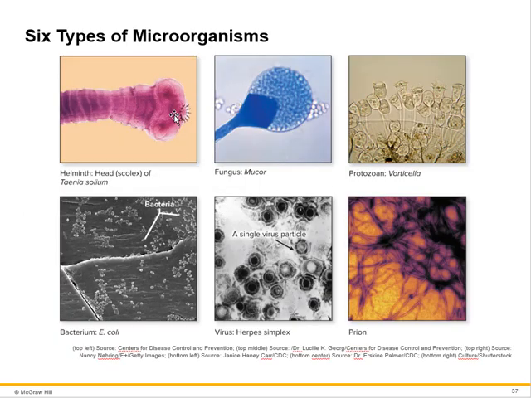You can see here a helminth, the scolex, the head of a Taenia solium, which is a pork tapeworm. There's a fungus here, protozoans like this Vorticella, which is really cool, bacteria, viruses, and then prions, which you really can't see as much as the effects of the prion. You're not really looking at the prions here, you're looking at the tangles, the masses resulting from the prions.